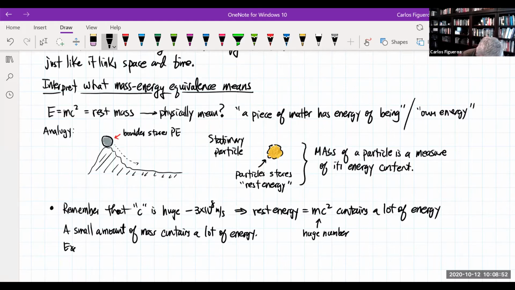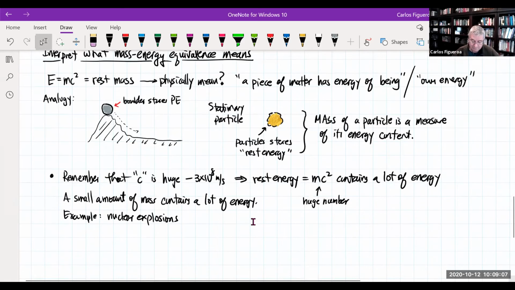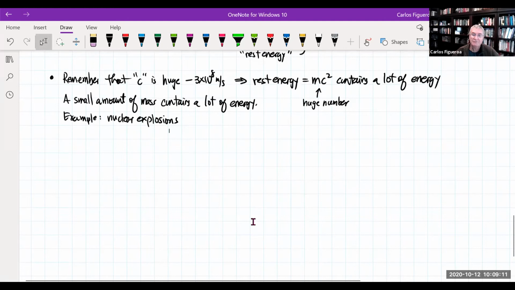And one example that we could think about here is nuclear explosions. Now, when you look at a nuclear explosion, I should be very, very careful now. A nuclear explosion is really a release of electrical energy. And what you're essentially looking at is the high kinetic energy of the particles as they repel each other in the explosion. But where do the particles get their kinetic energy from? They get their kinetic energy by converting some of the nuclear mass into kinetic energy.